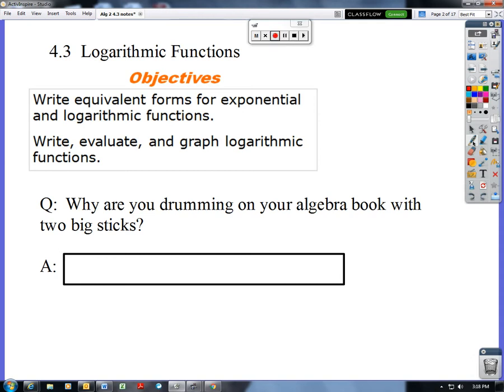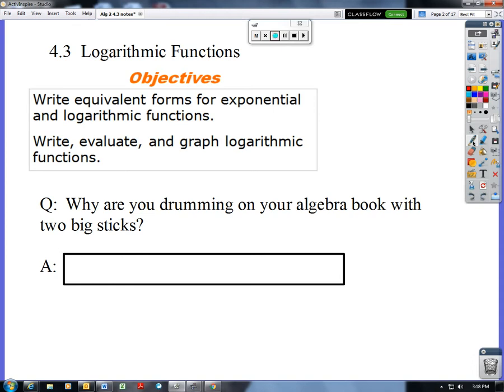Anyhow, section 4.3 is on logarithms, and this is brand new stuff. The main thing to remember about logarithms is that they are exponents. That's like the overall main idea. Logarithms are exponents.